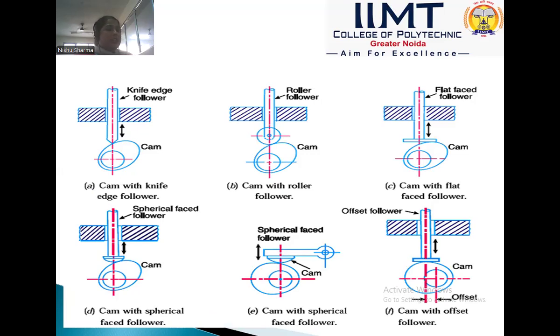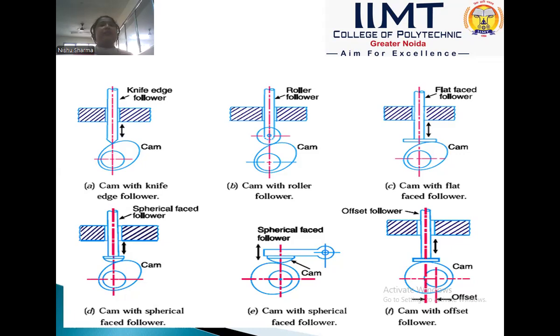It is used only sometimes because the small area of the contacting surface results in excessive wear, since wear is inversely proportional to the area. As the surface area is small, excessive wear will occur. In a knife edge follower, a considerable side thrust also exists between the follower and the guide.